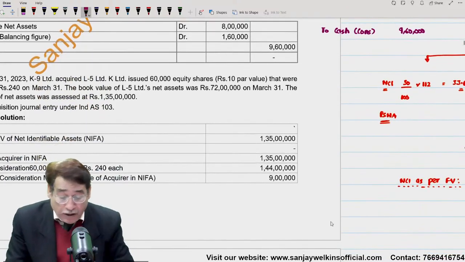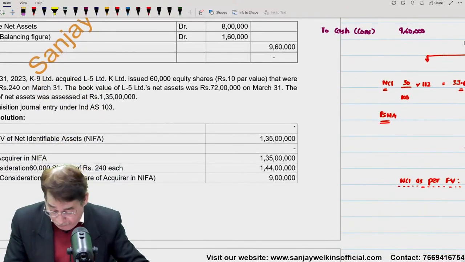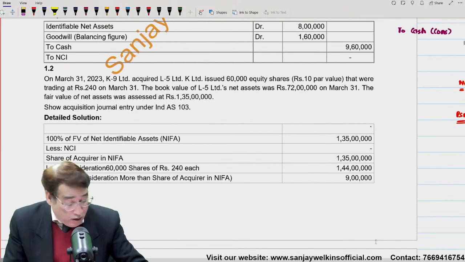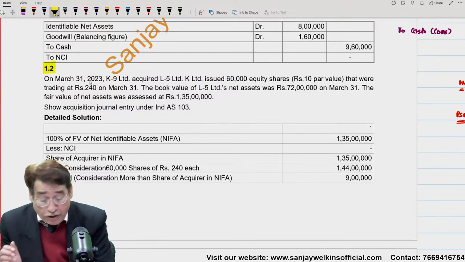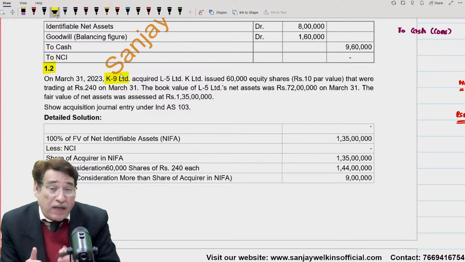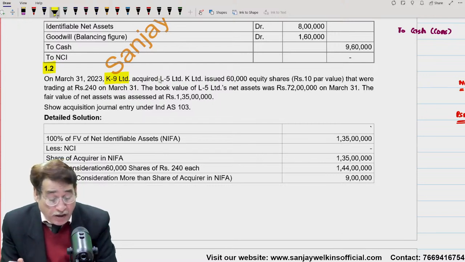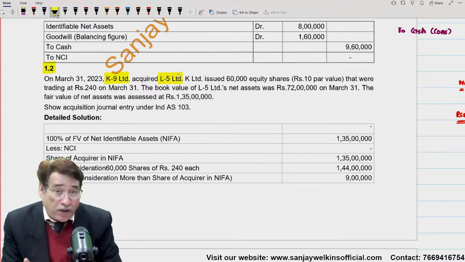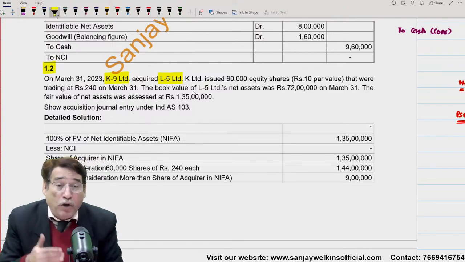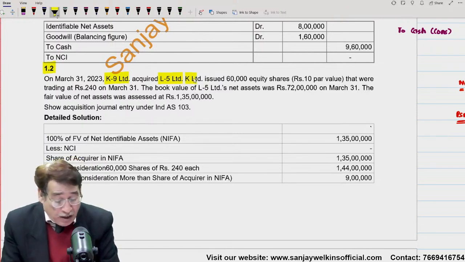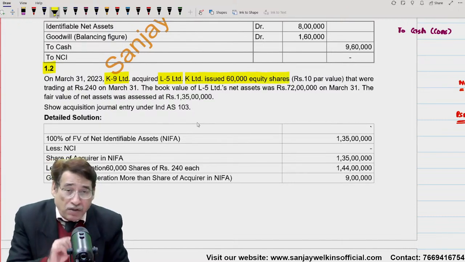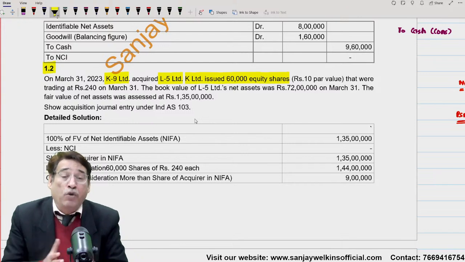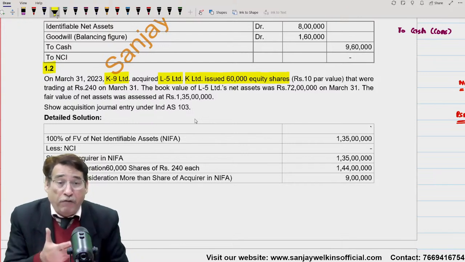Now, we pick up the second question. In question number 1.2, what is given to us? In 1.2, it is given that on 31st of March 2023, K9 Limited, this time K9 Limited is the acquirer entity, acquired L5 Limited. K Limited issued 60,000 shares. How many shares have we issued? 60,000 shares. It means this time you are delivering the purchase consideration by way of shares.